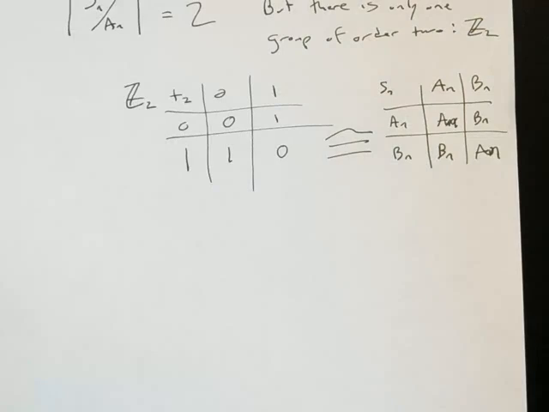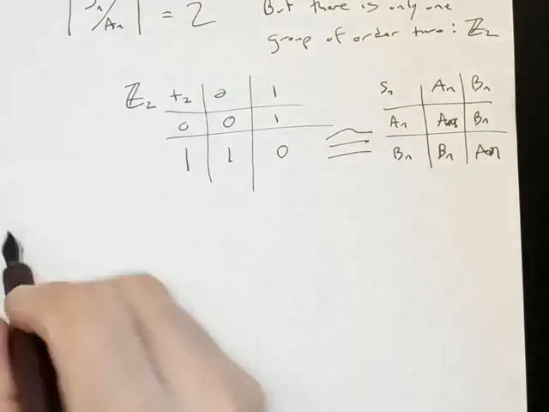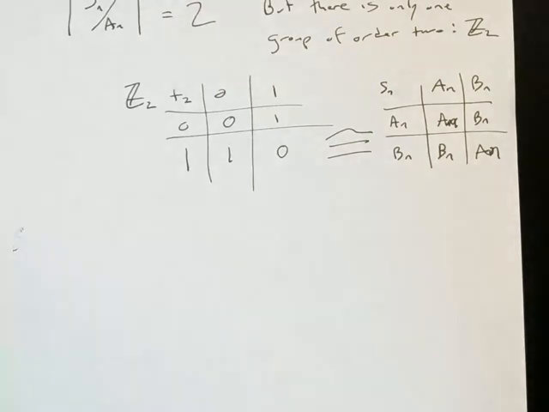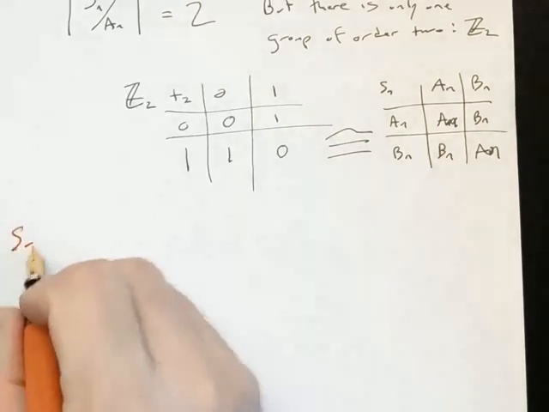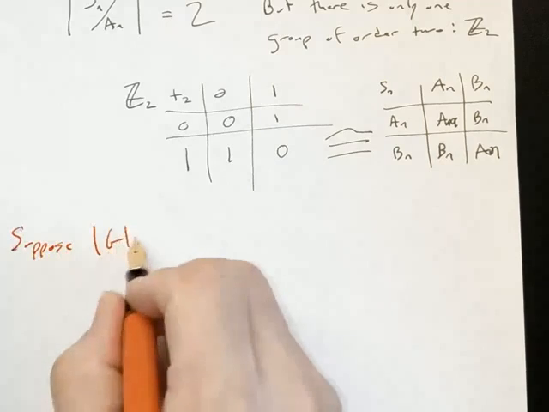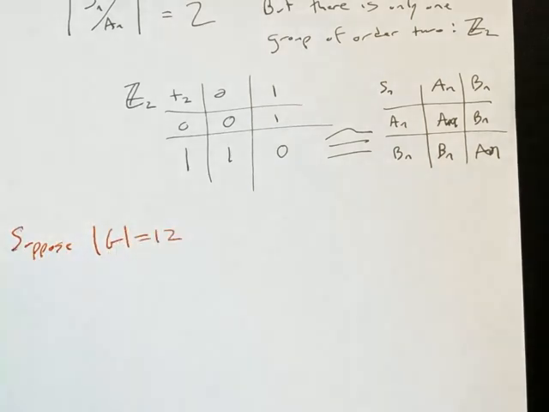So what if I had a group of size 24, or a group of size 12, or some other group, right? Wait a minute. What do you know about the order of every element in this group?